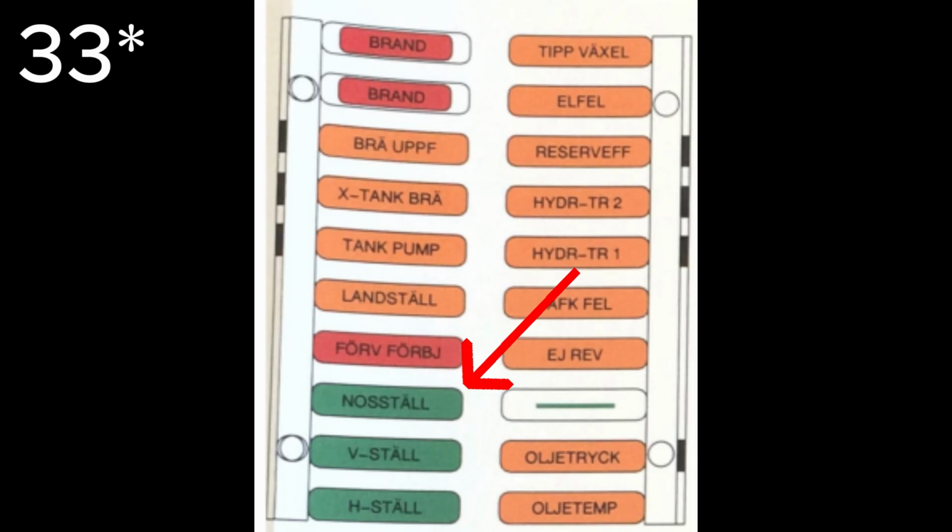These 3 lights indicate that your 3 landing gears are properly extended, locked, and usable. The orange light above indicates something is wrong with the landing gear. These 2 red lights indicate you have a fire on board, and this orange light indicates you have an electrical failure.